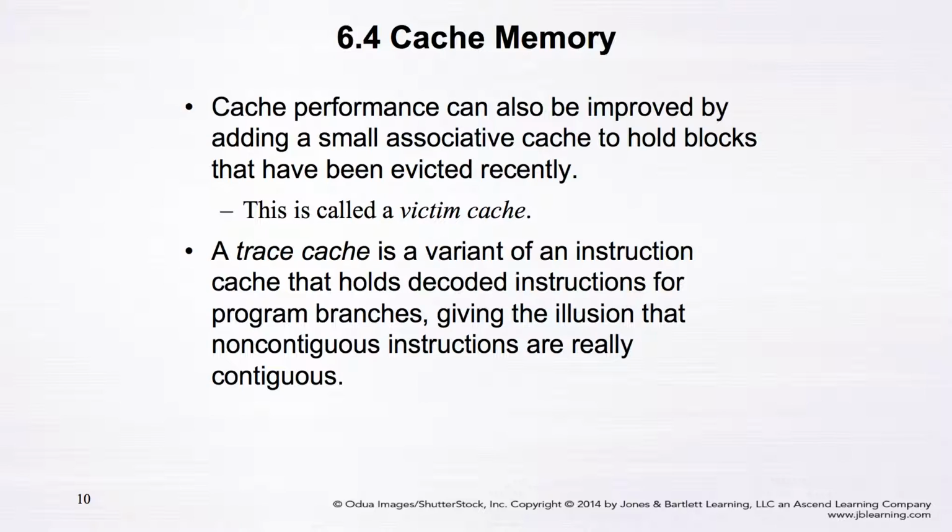The cache performance can also be improved by adding a small associative cache to hold blocks that have been recently evicted. For example, that scheme is called a victim cache. A trace cache is a variant of an instruction cache that holds decoded instructions for program branches, giving the illusion that non-contiguous instructions are really contiguous. That is the concept of the trace cache.